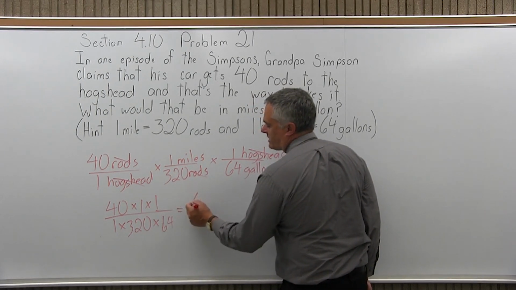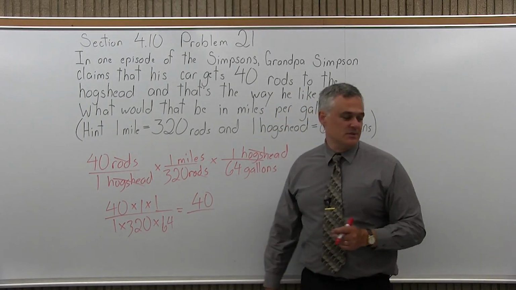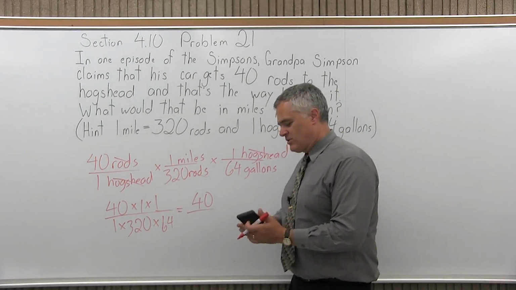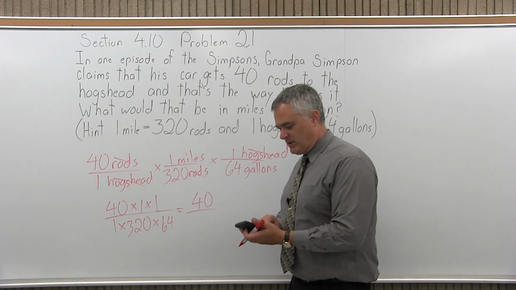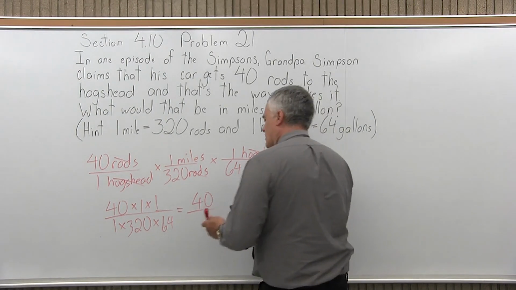So 40 times 1 I know is 40. 1 times 320 times 64, I'll use my calculator for that. Times 1 I don't really need. But 320 times 64 is not something I will easily do in my head. It comes out to 20,480.